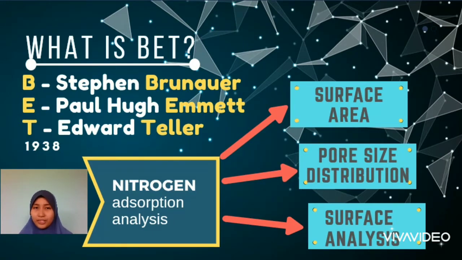BET is an acronym from the three people who introduced the BET theory: Stephen Brunauer, Paul Hugh Emmett, and Edward Teller. The three of them produced the BET theory in 1938.